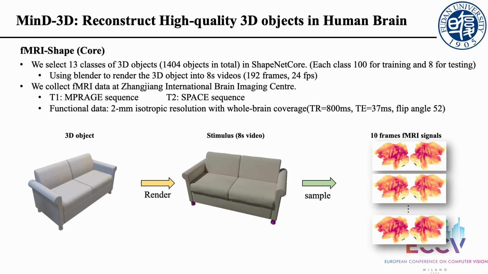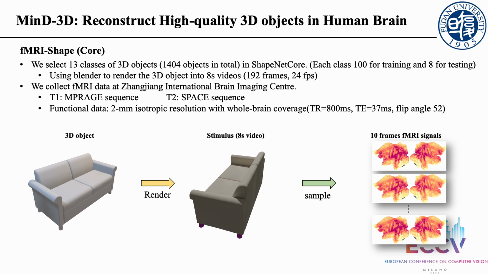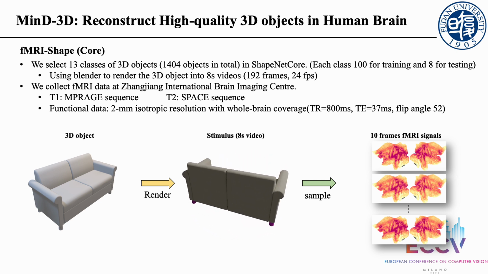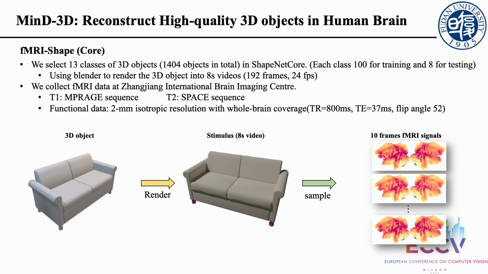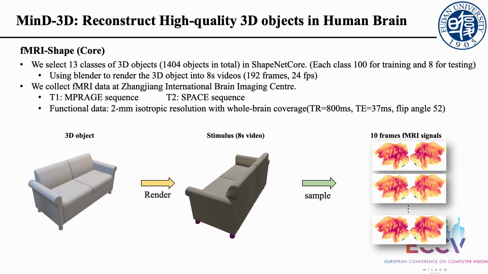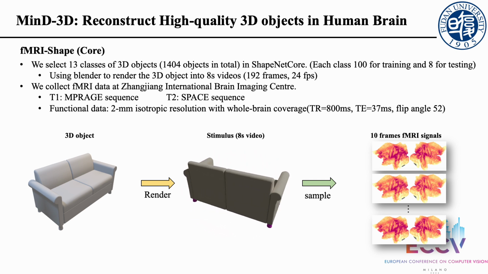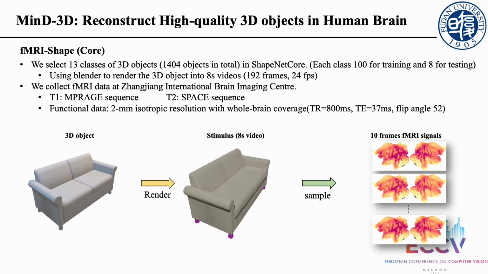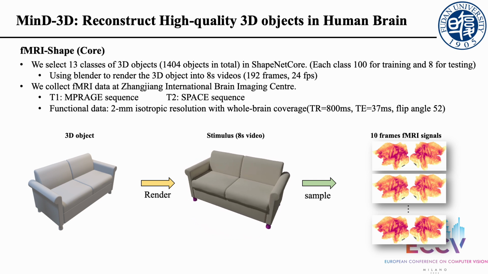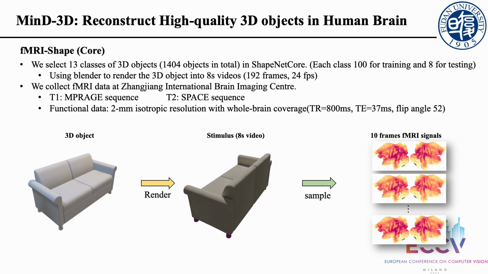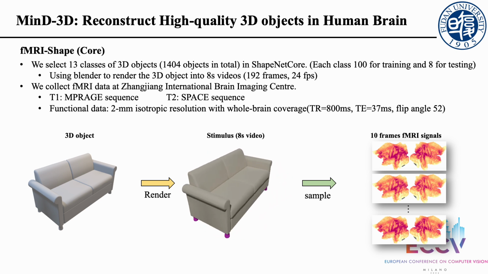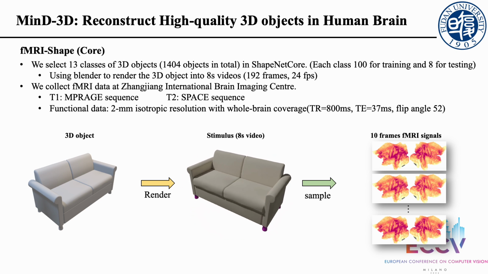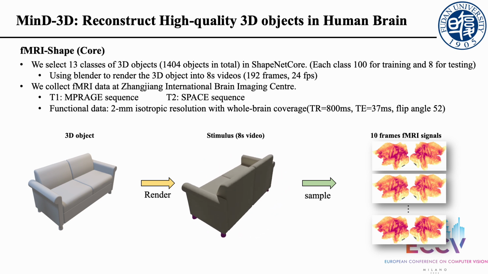During sampling, we use Blender to rotate each 3D object 360 degrees, rendering them into 192 images, which were then compiled into an 8-second video for participants to view. We collect the fMRI data at Zhangjiang International Brain Imaging Center in Shanghai. We first collect T1 and T2 data to align fMRI data.